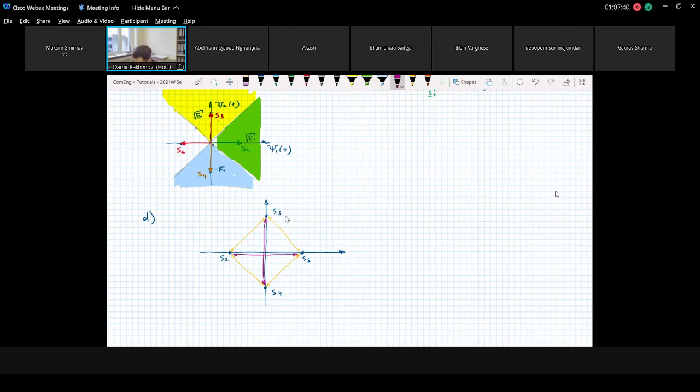And we can find these distances if we take into account that the energy of each signal, we can write it in terms of mean energy, square root of ES.